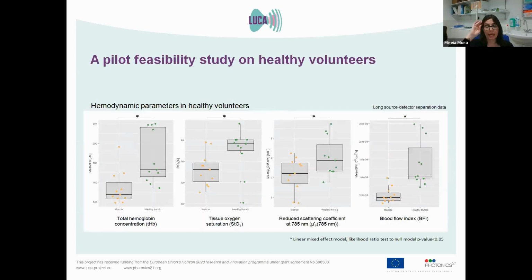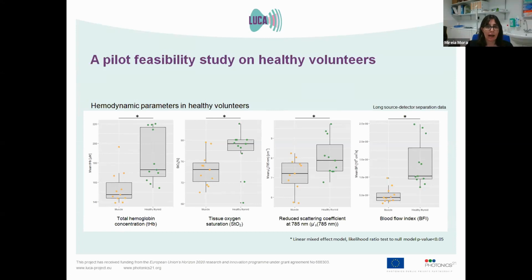So we first analyzed the data from hemodynamic parameters, and we included data from total hemoglobin concentration, tissue oxygen saturation, reduced scattering coefficient, and blood flow index. And as you can see in these box plots, the main result is that there are differences in these parameters between the healthy thyroid and the muscle, suggesting that we can differentiate the thyroid from the other structures, especially the muscle. Here we have measured the sternocleidomastoid muscle that is surrounding the thyroid.